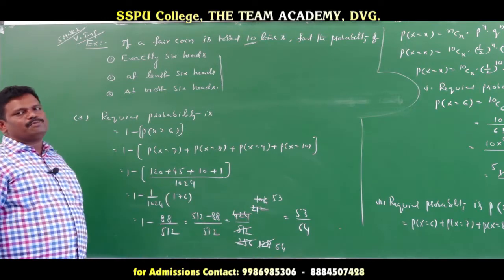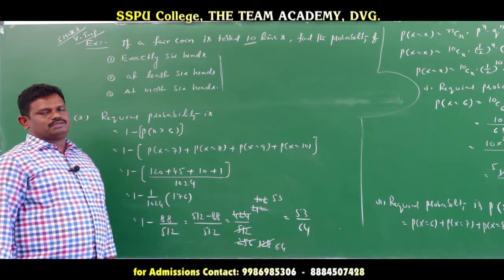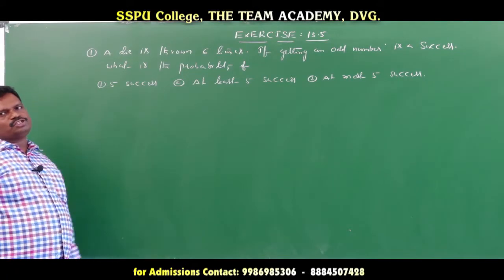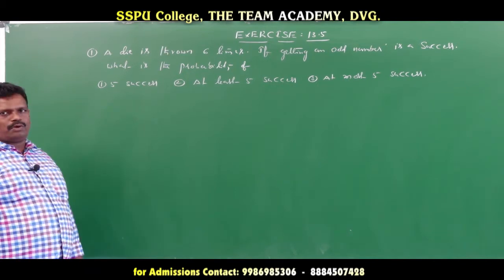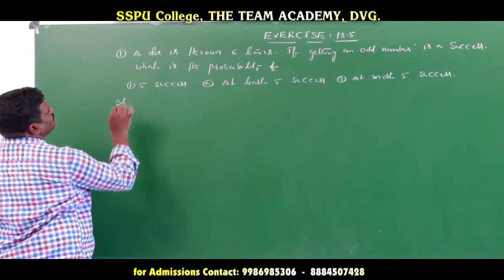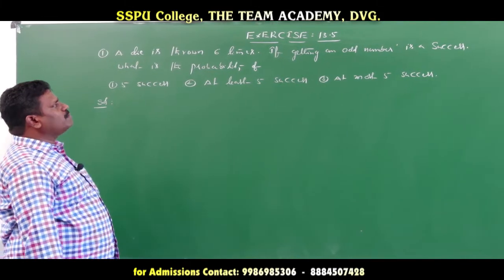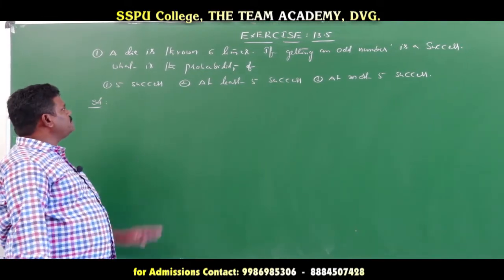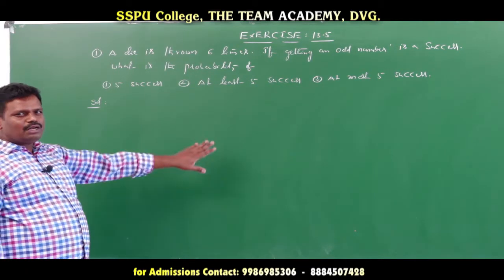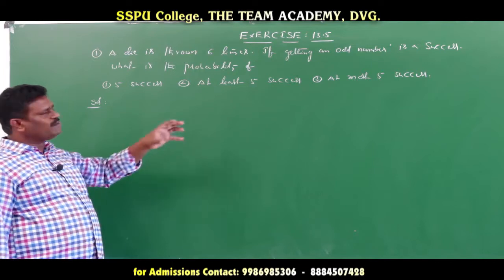This problem is very, very important for 5 marks questions. Exercise 13.5, binomial distribution problems, 5 marks questions important. So first here what is given: a die is thrown 6 times. If getting an odd number is a success, what is the probability of 5 successes, at least 5 successes, at most 5 successes? Just now I revised one example problem, same model as this one.